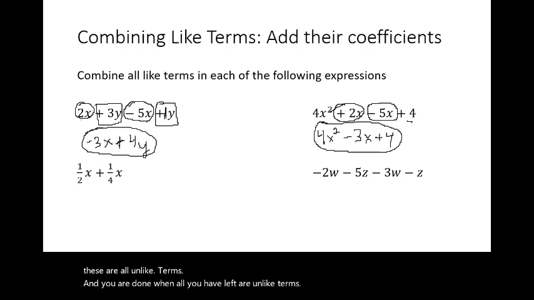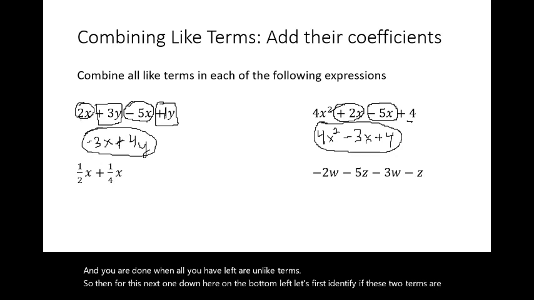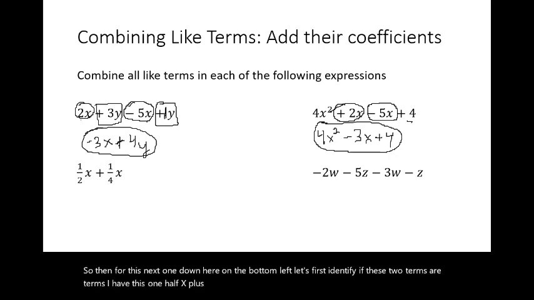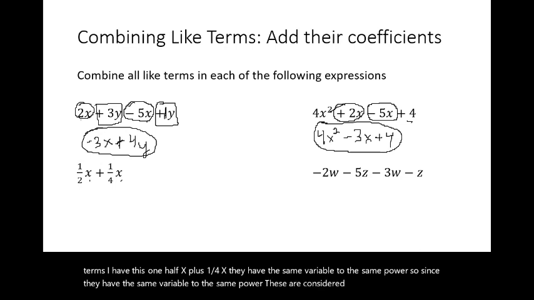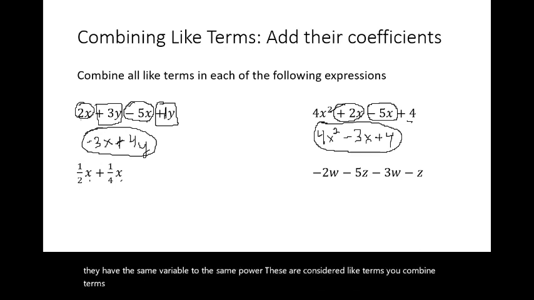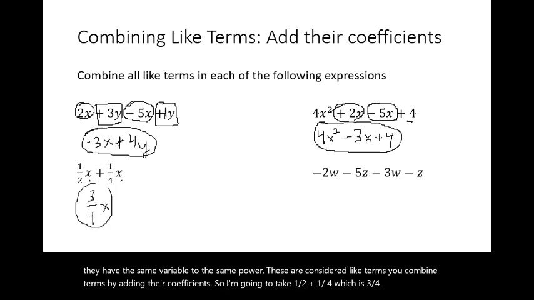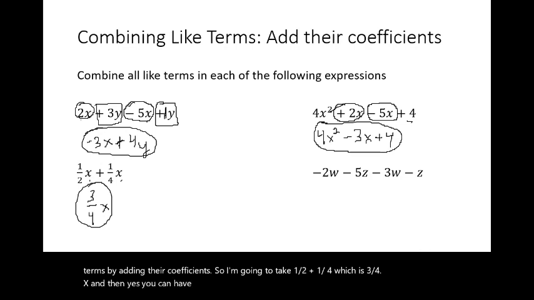So then for this next one down here on the bottom left, let's first identify if these two terms are like terms. So I have this 1/2 x plus 1/4 x. They have the same variable to the same power. So since they have the same variable to the same power, these are considered like terms. You combine like terms by adding their coefficients. So I'm going to take 1/2 plus 1/4, which is 3/4 x. And then yes, you can have a coefficient that's a fraction, so this is going to be your final answer.